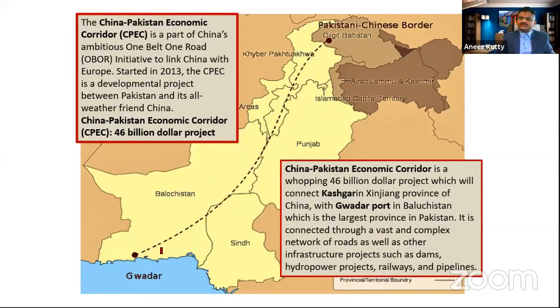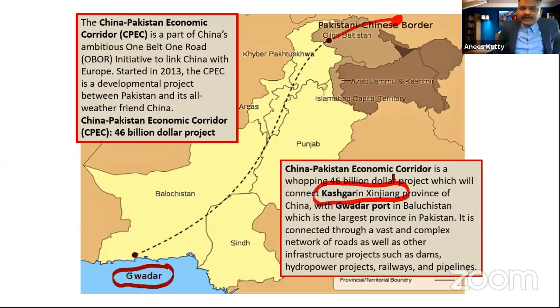Now the CPEC joins two destinations. One is a port, known as the Gwadar port. And this Gwadar port is joined with this portion of China. This is most important. The name of the city is Kashgar city. Write down the Kashgar city in Xinjiang province. This is a city of Xinjiang province. This is a coastal city.